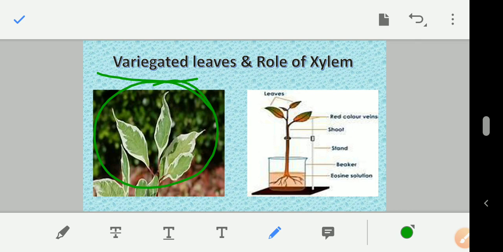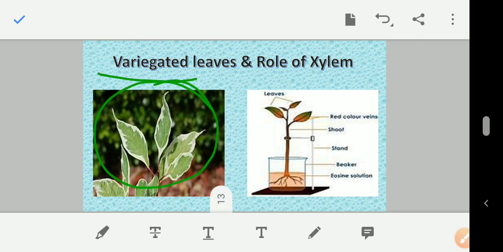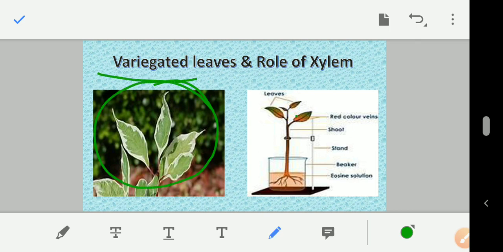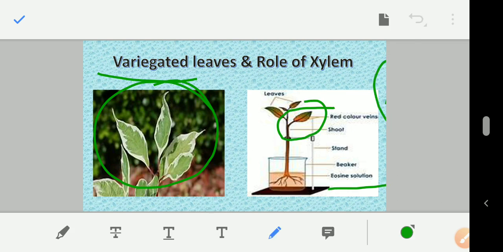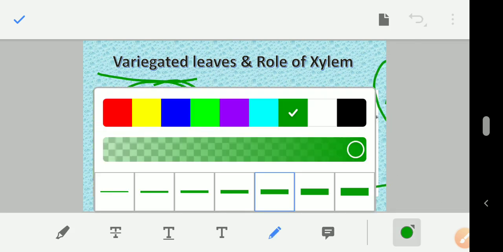Now another experiment. What is the role of xylem? See, in this, there is a plant and we have taken colored water, which is eosine solution. It is red in color. If water is conducted through the stem, through the xylem, then when we take out these leaves, we find that the veins of the leaves of this plant are red in color.